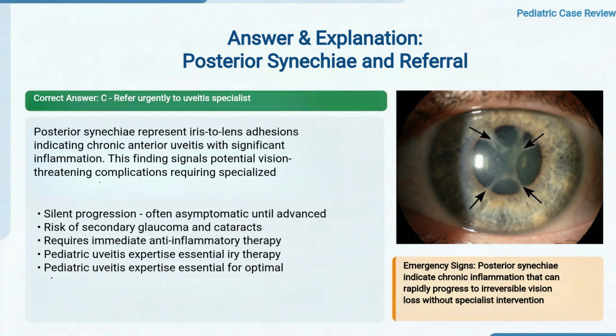Posterior synechiae represent iris to lens adhesions indicating chronic anterior uveitis with significant inflammation. This finding signals potential vision-threatening complications requiring specialized management. Important features of this complication: silent progression that is often asymptomatic until advanced, risk of secondary glaucoma and cataracts, requirement for immediate anti-inflammatory therapy, and the need for pediatric uveitis expertise for optimal outcomes.